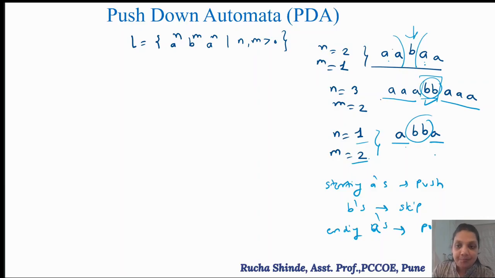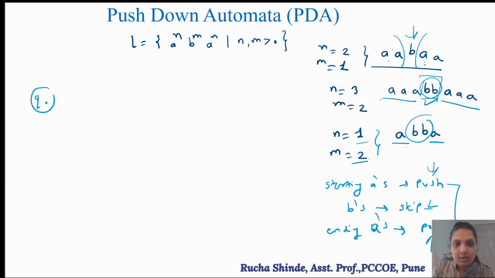So what will happen? Those many a's got pushed in the stack, only those many a's get popped from the stack, and hence you can track that there are equal numbers of a's before and after the b's. And we don't want to deal with the number of b's because it can be any number of b's available in between in this string. Now let's design the automata for the same.